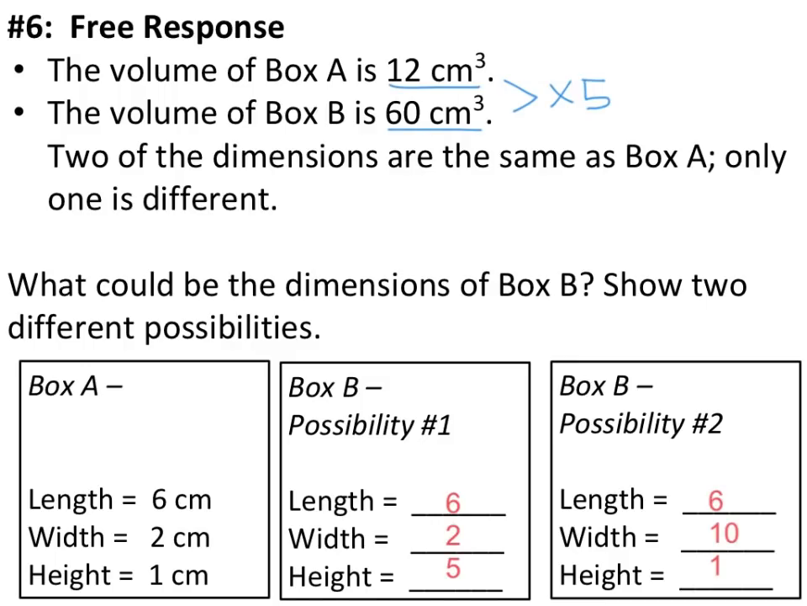How did you do? So your answers might be different than mine, but as long as one of the dimensions, either the length, width, or the height, is 5 times greater than the length, width, or height of box A, you did this problem correctly.